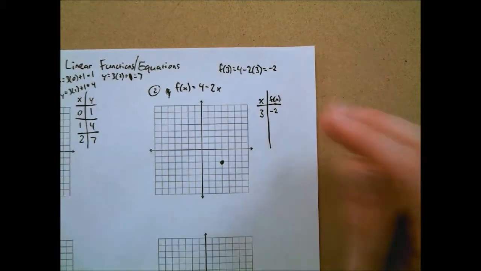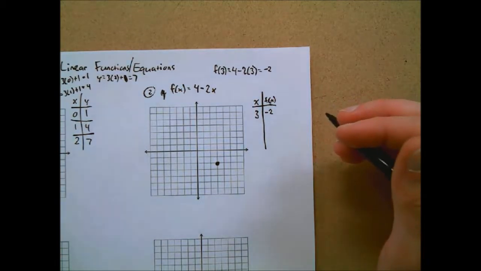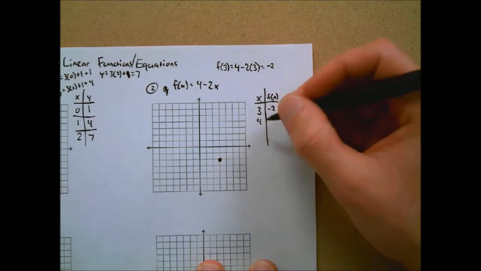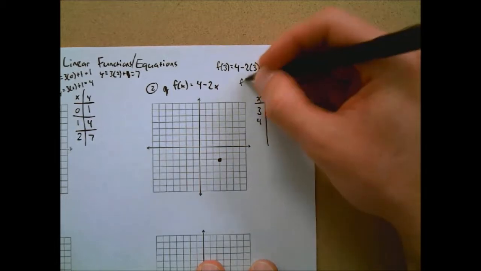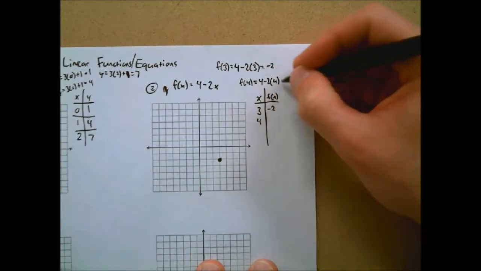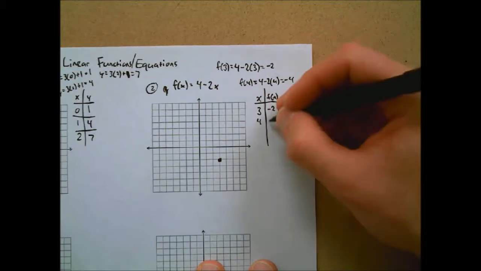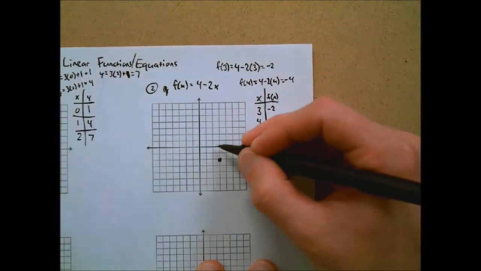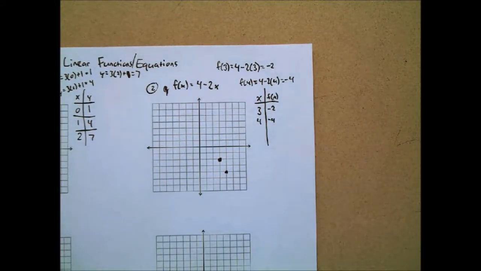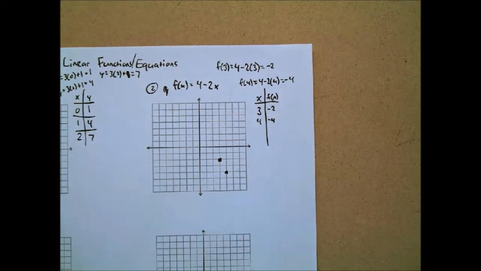So Carson, can you pick one more x value for us, please? 4. Okay. So plug in the 4. F of 4 equals 4 minus 2 times 4. 2 times 4 is 8. 4 minus 8, sorry, is negative 4. So we get the point 4, negative 4. So 1, 2, 3, 4. 1, 2, 3, 4. Okay. Now we have 2 points on our graph. Is that enough information to be able to graph a line? Yes. Yes, it is. Okay.